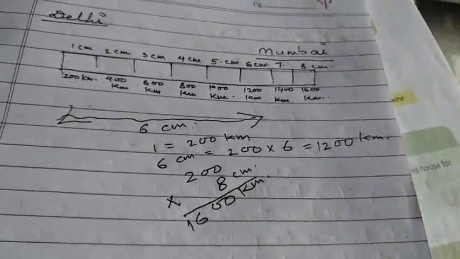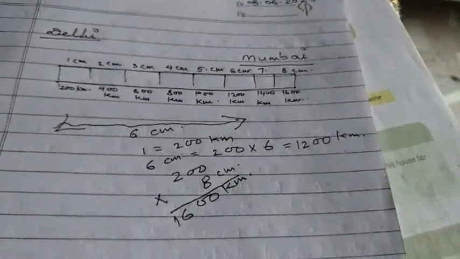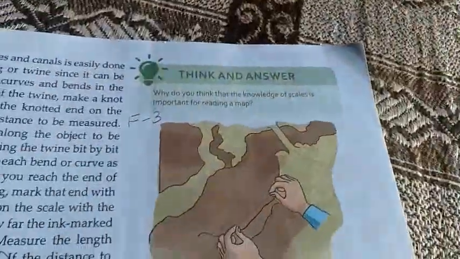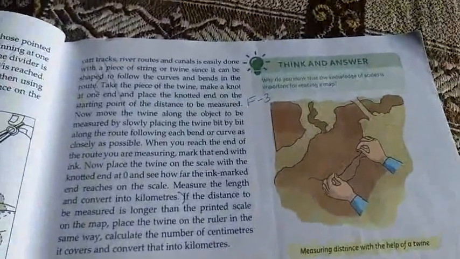Okay children, on the scale, we can make the actual distance of a river. This was a very small chapter, 1.5 pages, 1 to 2.5 pages. Now we will do the exercises. It's very easy how to convert. I will explain to you. I am giving you the exercise and you have to do all this in the copy.